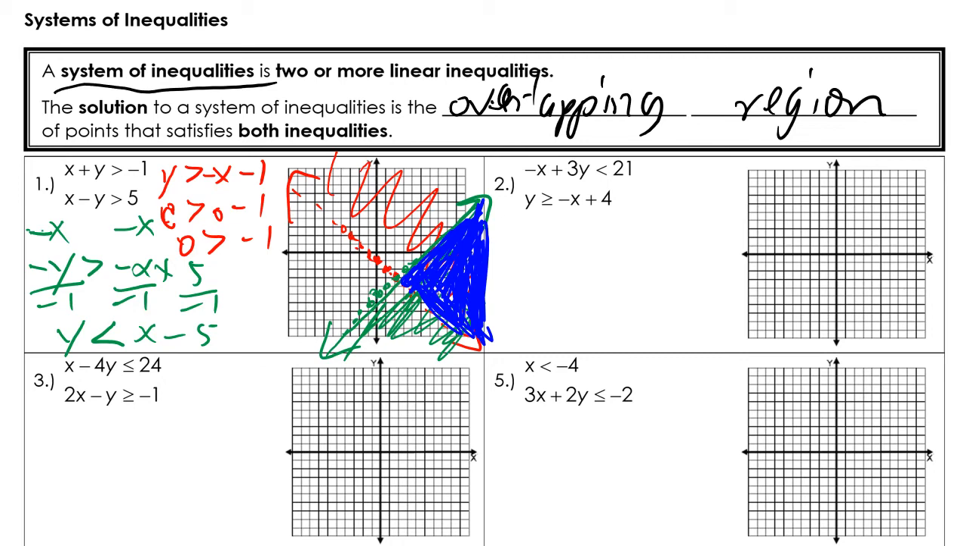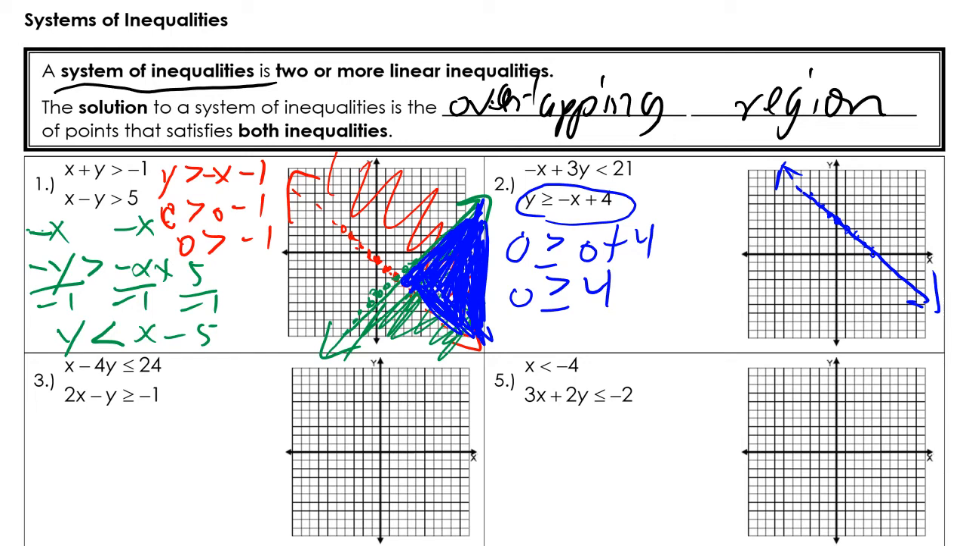All right, let's try another one. I see this one, y is already isolated, so I can graph this line. Go up 4. Slope is negative 1, so down 1, right 1, down 1, right 1, up 1, left 1. Is this going to be a solid line or a dotted line? It looks like a solid line to me. And yes, I can use (0, 0) this time. 0 is greater than or equal to 0 plus 4. 0 is greater than or equal to 4. That doesn't sound right. So I'm going to be coloring away from (0, 0) on the other side of the line.